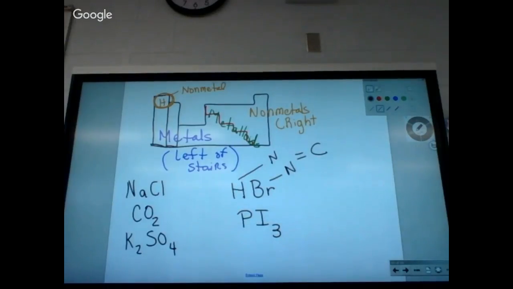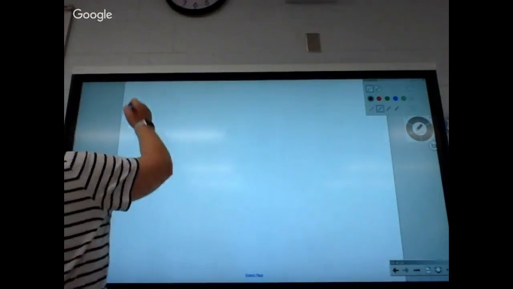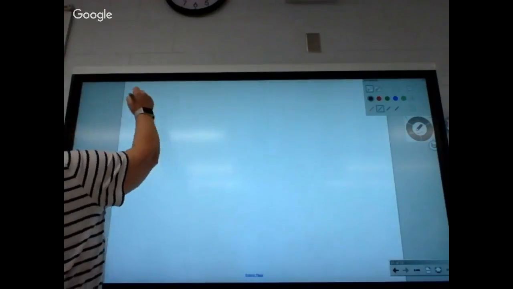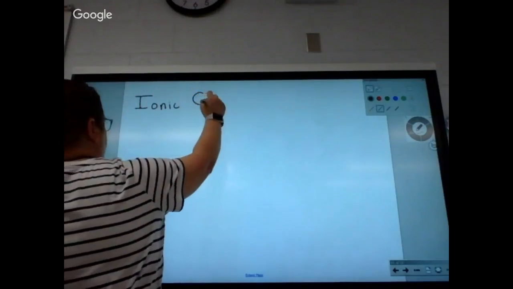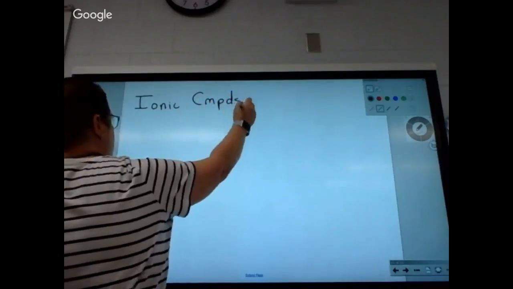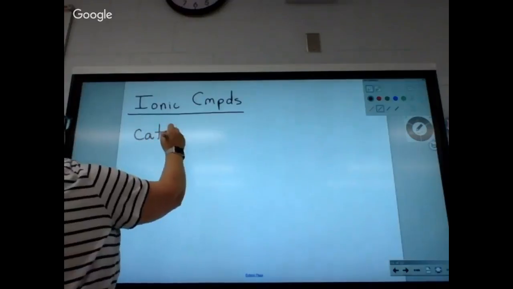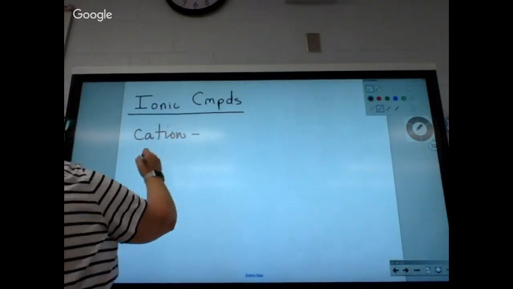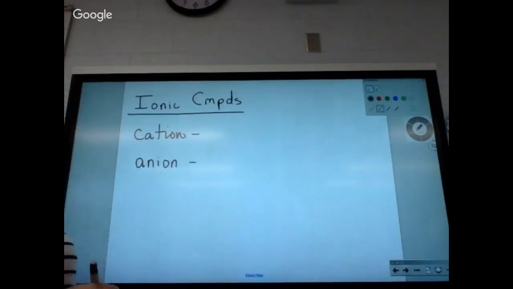All right, so we're going to learn to write names of ionic compounds first. Ionic compounds are the easiest ones to name. Now, in order to write the names of ionic compounds, we're going to use two things. We're going to use a cation and an anion. You might remember what those things were? We talked about it the other day, I think, if memory serves. I'm getting old, I might have forgot.